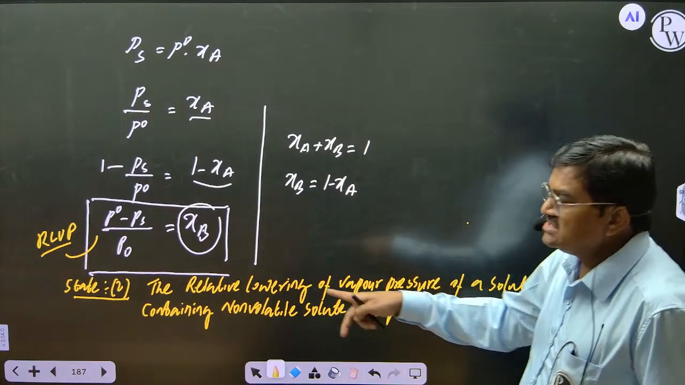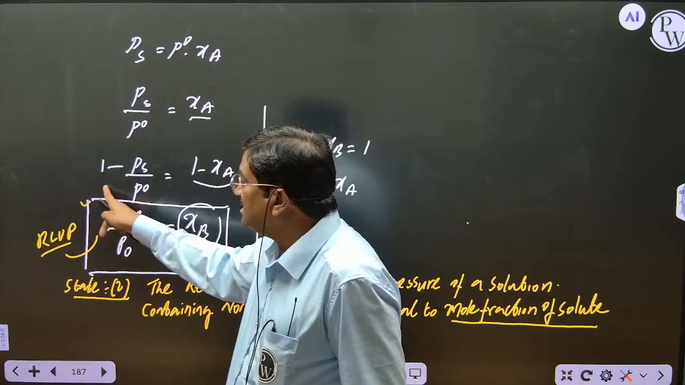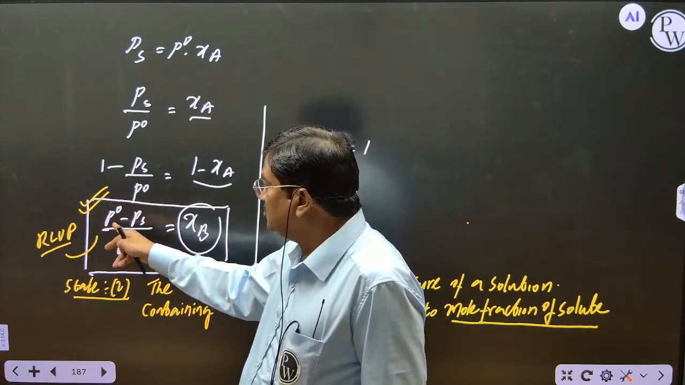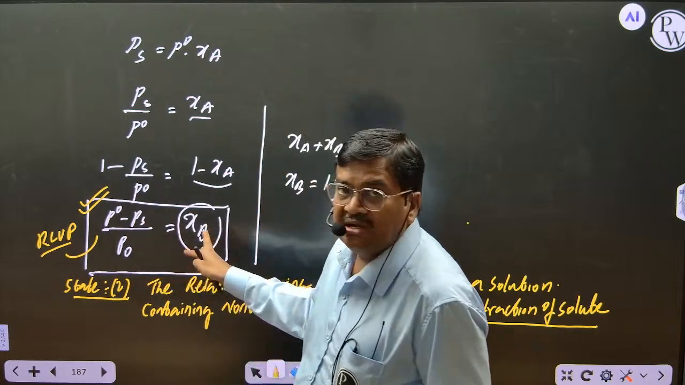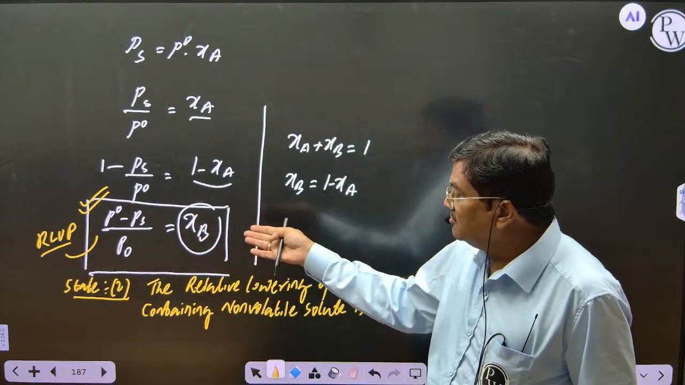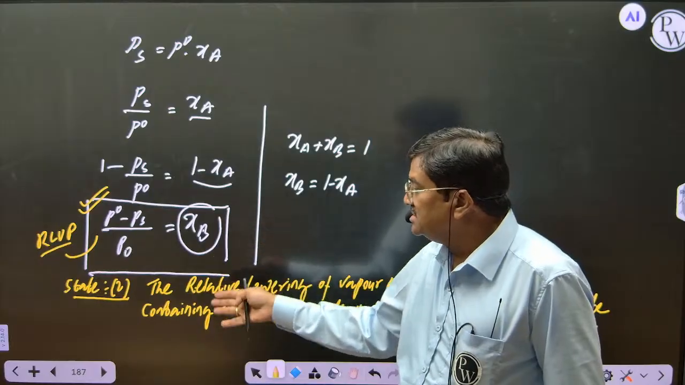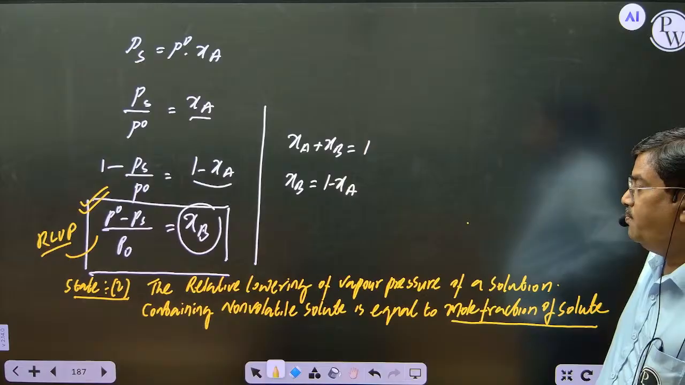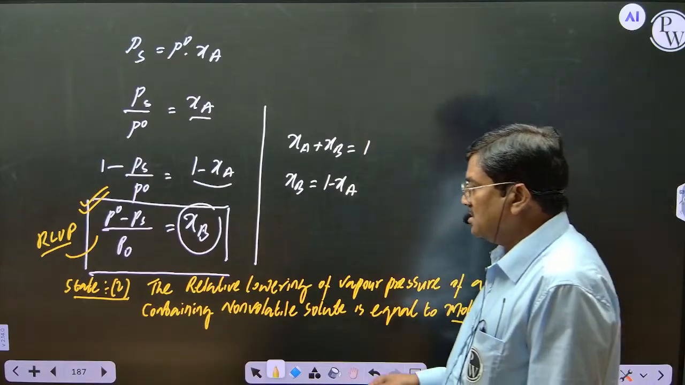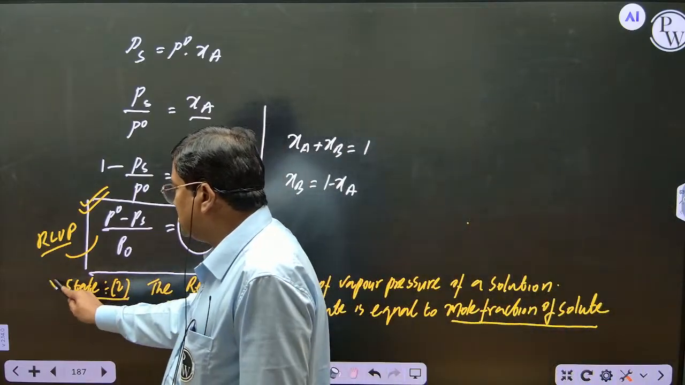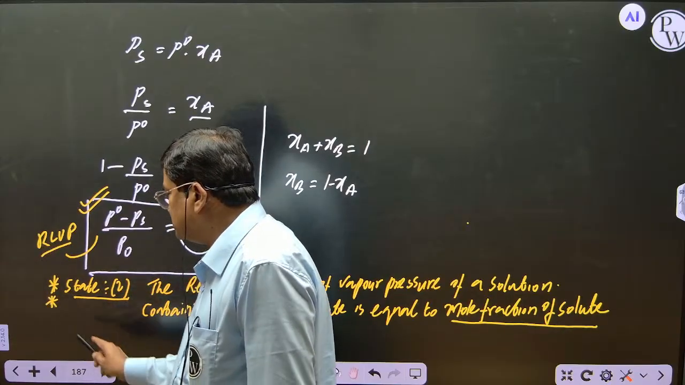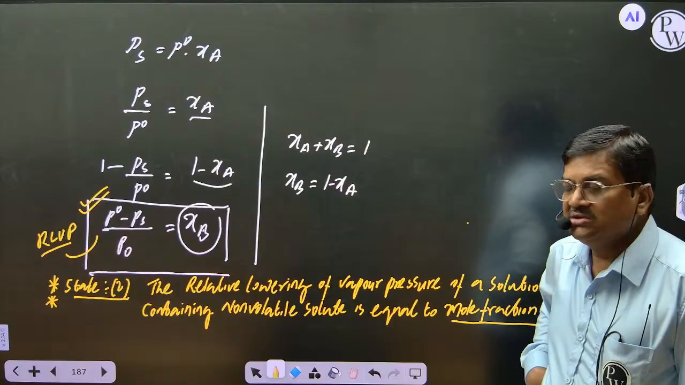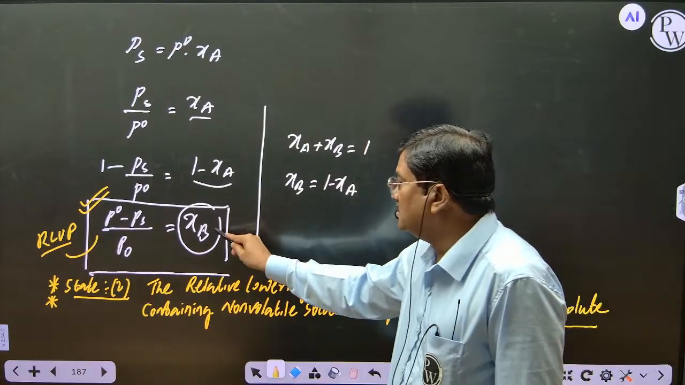In this relation, in the exam, we get numericals in JEE Mains as well as in NEET. In the problem, they give you P naught, PS, and they ask you to find the molar mass. How do we find the molar mass? Copy this, it is very important. The relative lowering of vapor pressure of a solution containing a non-volatile solute is equal to the mole fraction of the solute.